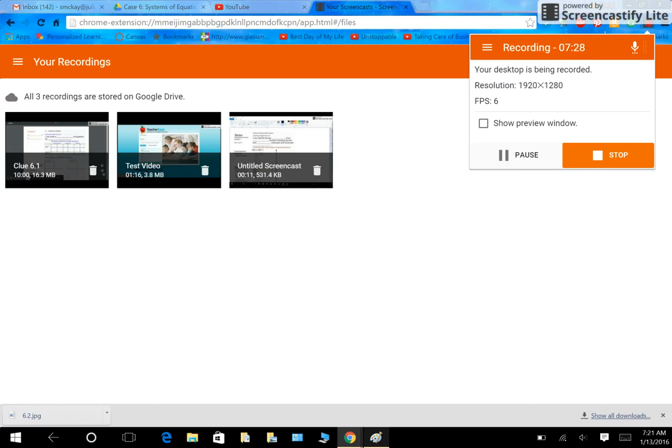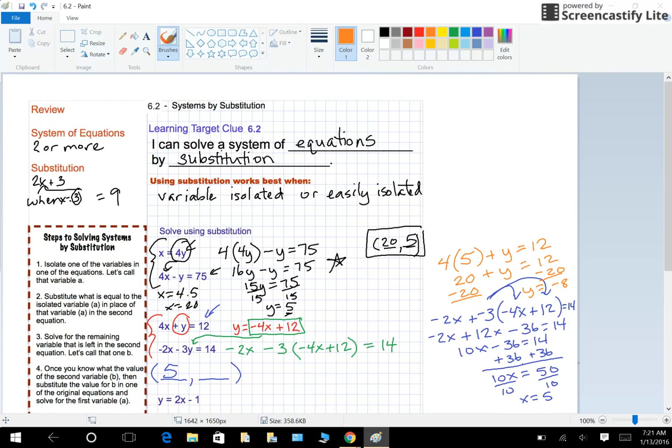All right, and now I did my work over here. I put 4 times 5 plus y equals 12. 4 times 5 is 20 plus y, subtracted 20 from both sides. y equals negative 8. So my solution to this system of equations is x is 5, y is negative 8. That's the point where the two lines cross.